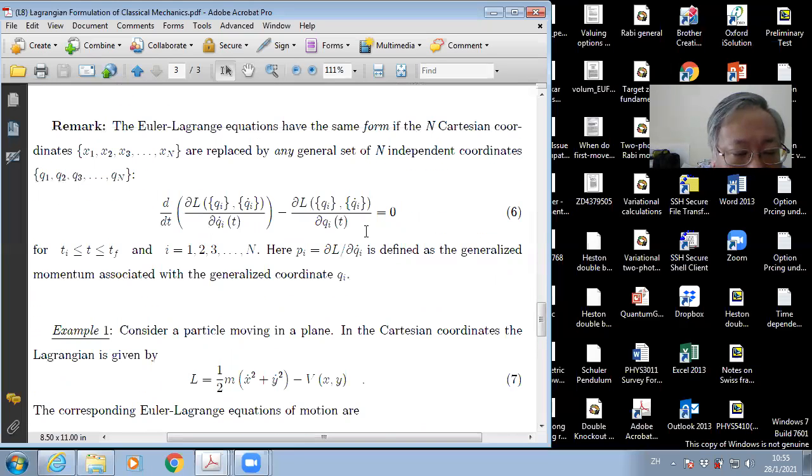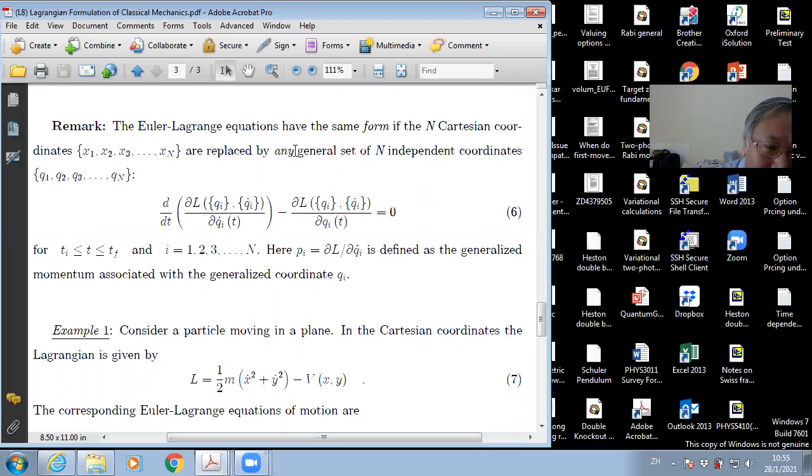Now, I would like to point out that there may exist a set of more general independent coordinates, which I call Q1, Q2 up to Qn, all right? In other words, we can express these n Cartesian coordinates in terms of these n independent coordinates or variables. All right. And then one will ask, will the Euler-Lagrange equations have a very different form? The answer is no.